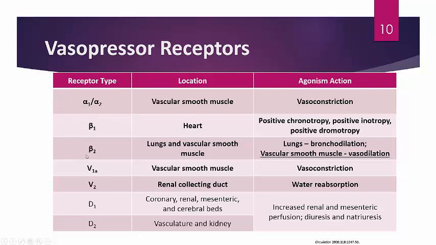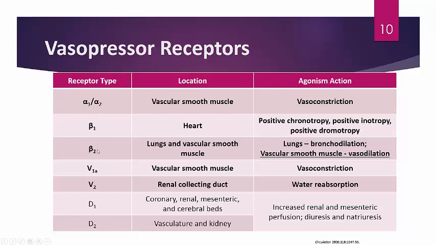Beta-2 receptors, as we said, are found on the lungs, but it's also important to note that they're found on vascular smooth muscle, similar to the alpha-1 and the alpha-2 receptors. So with the lungs, whenever you activate a beta-2 receptor, you will cause bronchodilation, and the agents to think about with this are obviously your beta-2 agonists, such as albuterol and salmeterol.